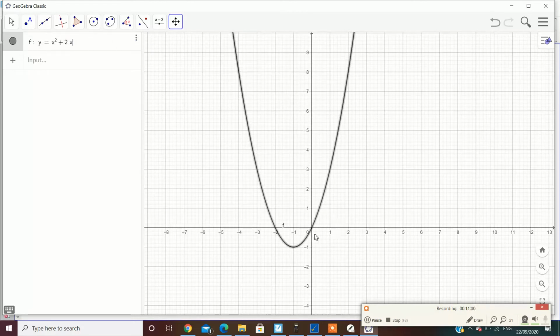See the way it crosses at 0, 0? What happens if I add on 4? What will happen? It will now cross at 0, 4. Look at this.